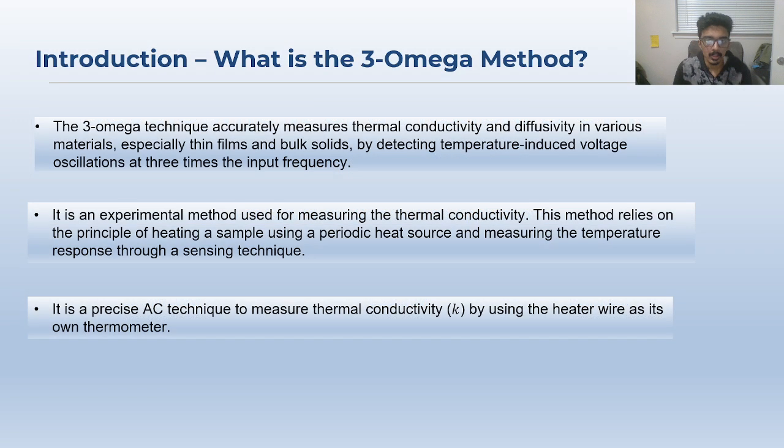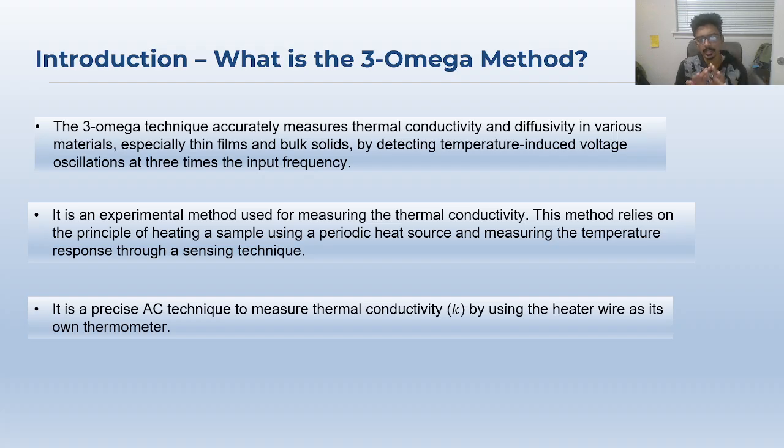So moving on to the first slide, the very first question is, what is the 3 omega method, if you may ask. The 3 omega method is a technique that accurately measures the thermal conductivity and diffusivity in various materials, and it is especially used in thin films and bulk solids. It calculates the thermal conductivity and diffusivity by detecting the temperature induced voltage oscillations at 3 times the input frequency.